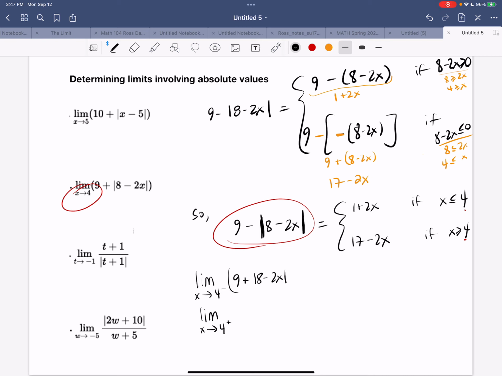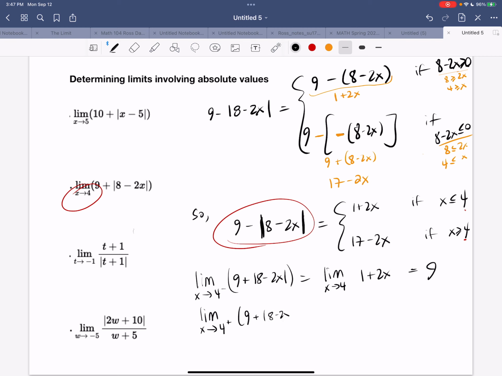So as x approaches from the left, that means that the x values are smaller than 4. So I should use 1 plus 2x. So I need to compute the limit of 1 plus 2x. And as x approaches 4, that's going to approach 8. And when I add 1, it's just going to approach 9. Okay, what about when x is approaching 4 from the right?